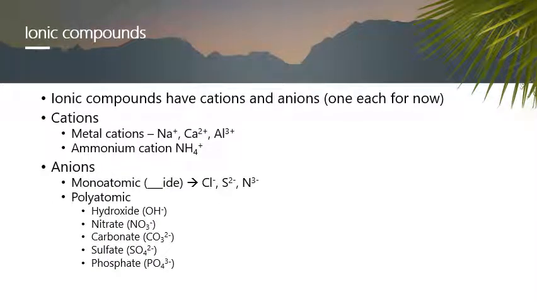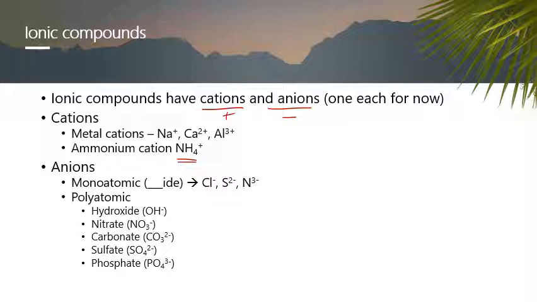Let's look at ionic compounds now. Now, ionic compounds have cations, which are the positive ions, and the anions, which are the negative. Your cations are mainly your metal cations. So a group 1 metal like sodium will form 1+, group 2 like calcium forms 2+, and so on. The only non-metal cation that you are expected to know is the ammonium cation, which is NH4+. Notice NH4+ doesn't really have a metal in there.